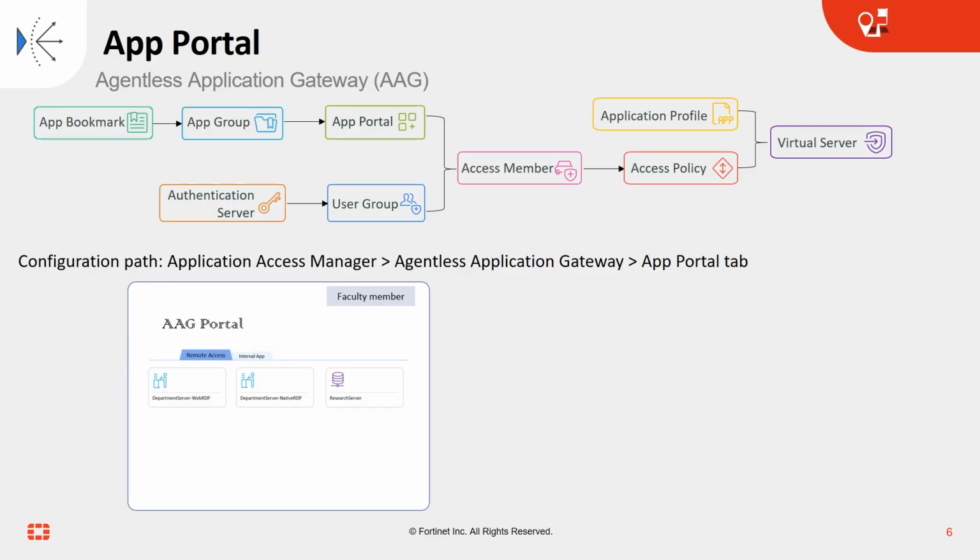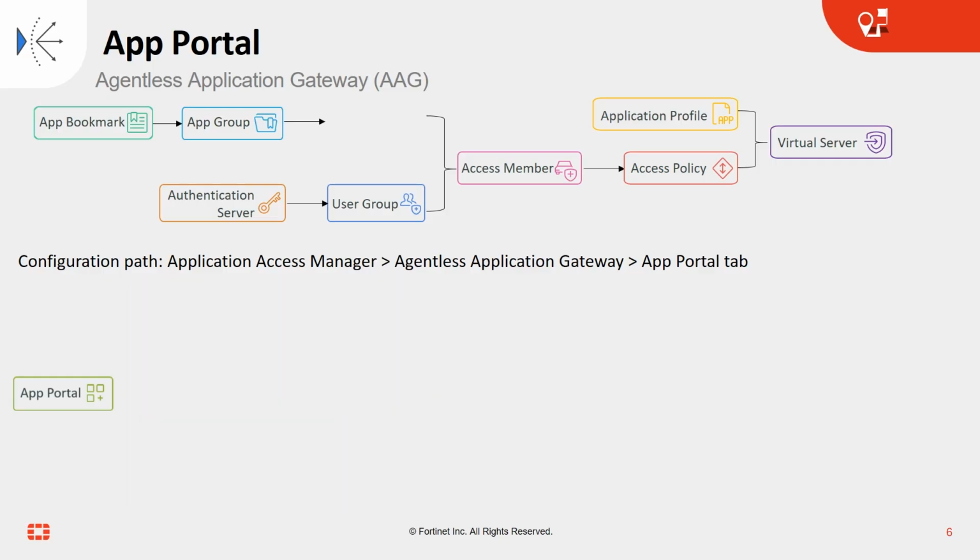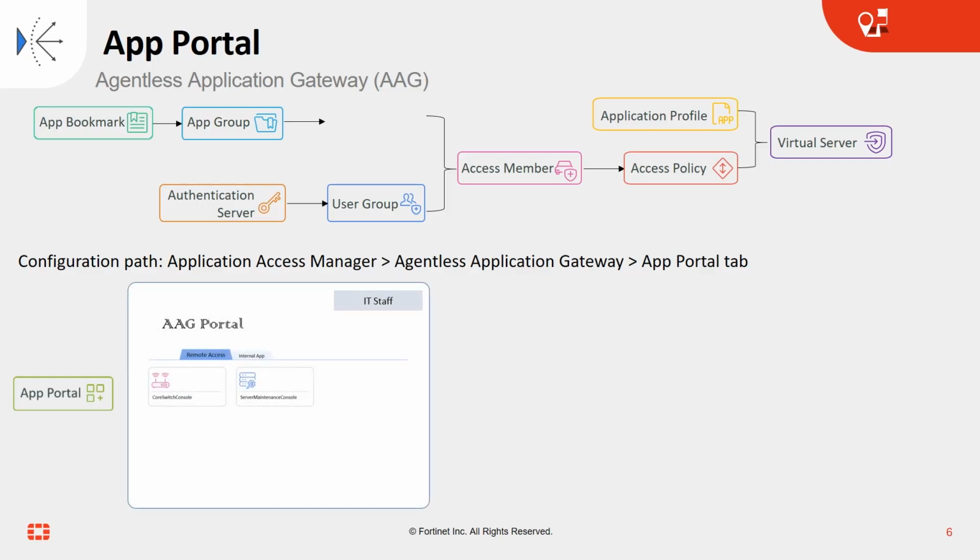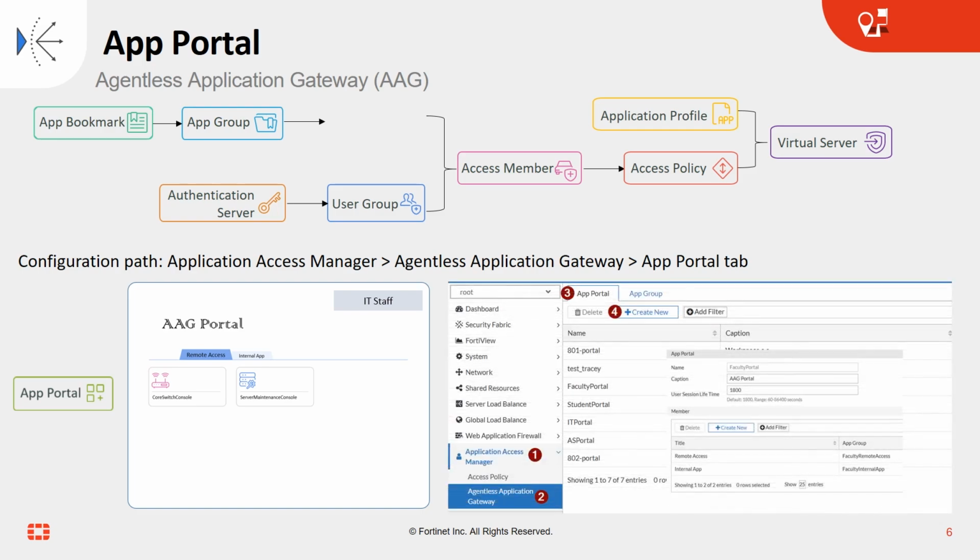The app portal is a collection of app groups and serves as the web-based homepage that users see after authentication. Typically, each user role has its own app portal. For example, faculty members and IT staff may each have a different app portal tailored to their applications and permissions. App portals are configured in the App Portal tab under the Agentless Application Gateway page.